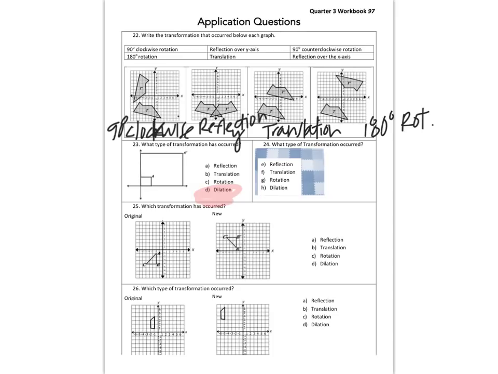Number 25. So which transformation has occurred? So we took this figure here, and it's a mirror image here on the other side. So that's a reflection over the x-axis. So A.